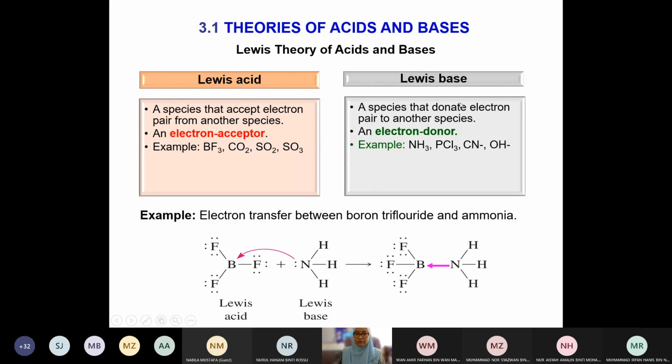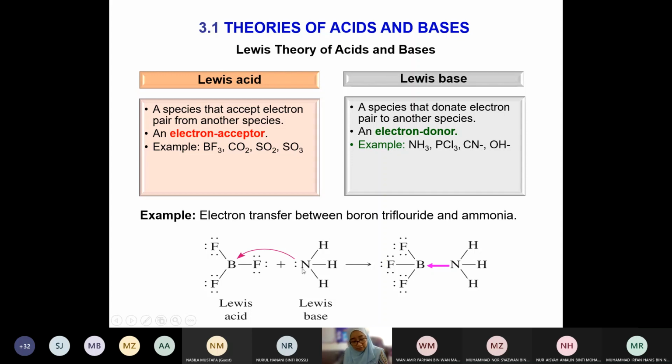Okay, on the other hand, Lewis bases are those rich in electrons. NH3, because nitrogen has one lone pair of electrons. PCl3 as well. P, phosphorus, has one lone pair. CN minus, because of the negative charge. Negative represents extra electrons. OH minus also represents more electrons. That means it has more electrons, therefore it can become a donor. Okay, alright, so this is how it looks. This is the reaction involving a Lewis acid and a Lewis base. So as I said just now, boron is an electron deficient species. Therefore, it is a Lewis acid.